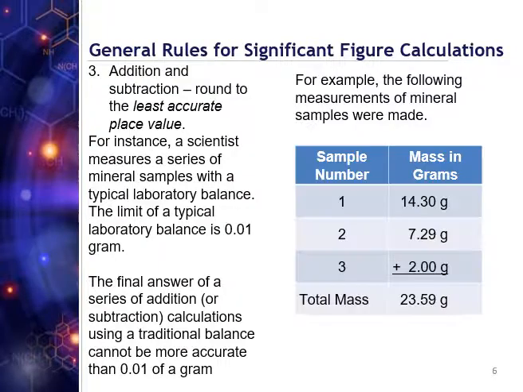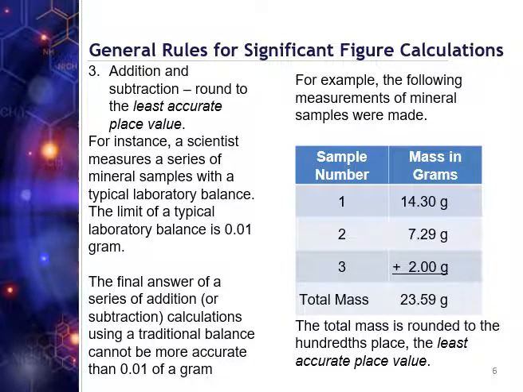For example, the following measurements of a mineral sample were made. Sample 1, 14.30 grams, 4 significant digits. Sample 2, 7.29 grams, 3 significant digits. Sample 3, 2.00 grams, 3 significant digits. This is an addition problem. You add them together, 23.59 grams. The total mass is rounded to the hundredths place, which is the least accurate place value. The correct answer is 23.59 grams.